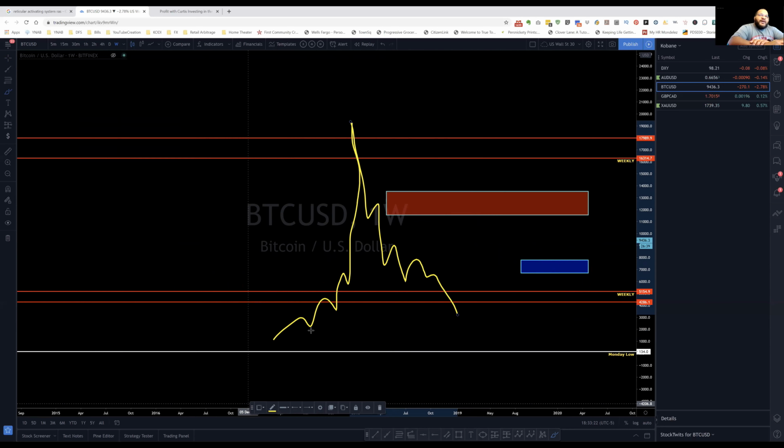Price started making higher highs, higher lows, higher highs. It made a real high. Then it shot right back down and it made a lower high, lower low. That's literally the market patterns that we trade.